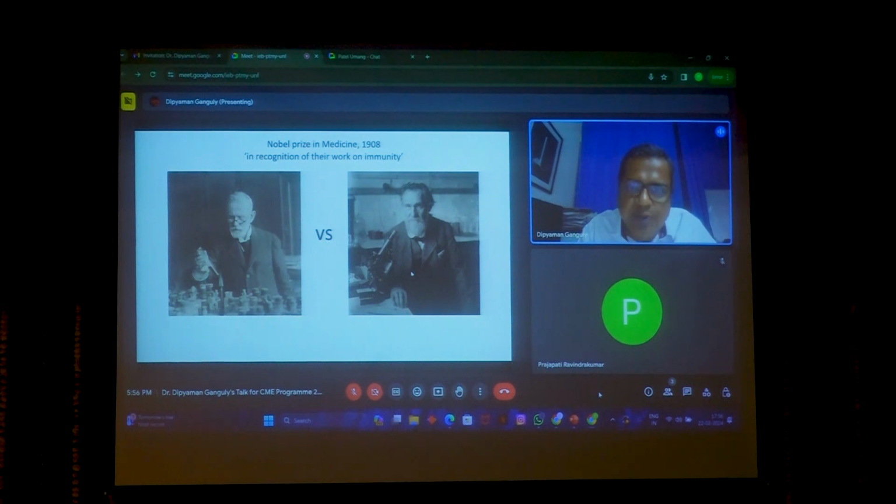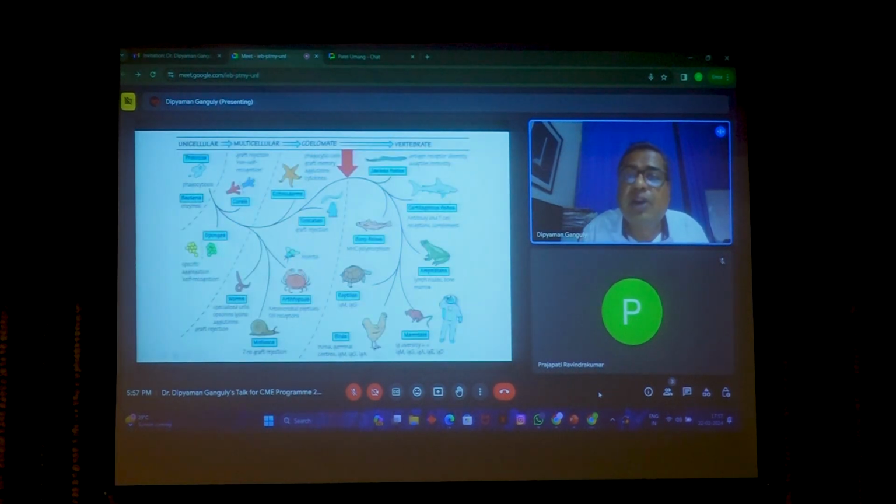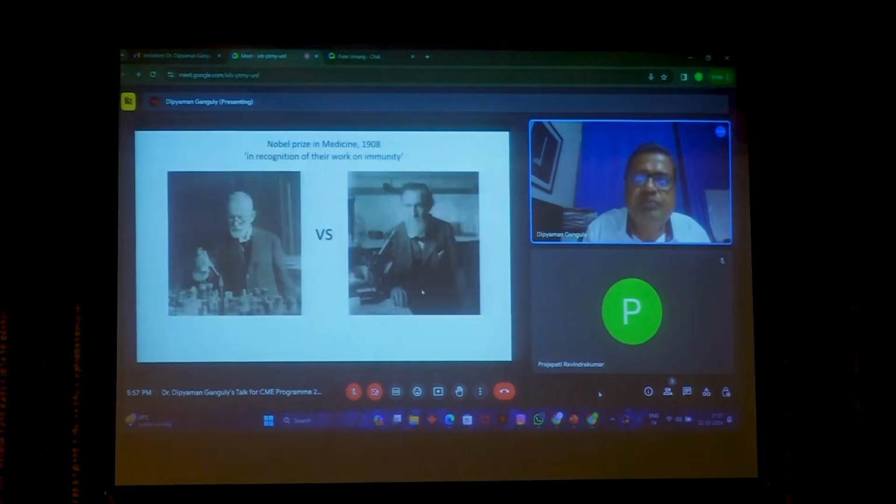Essentially, he was looking at antibodies and antigens, and he thought that it's very specific, and phagocytosis was not something that he was looking at. And why did that happen? Because they were looking at different organisms. Mechnikov was looking at starfish, which did not have any adaptive immune response, while Ehrlich was looking at higher animals, rodents and humans, and naturally he found all these antigen-specific responses among immune cells.